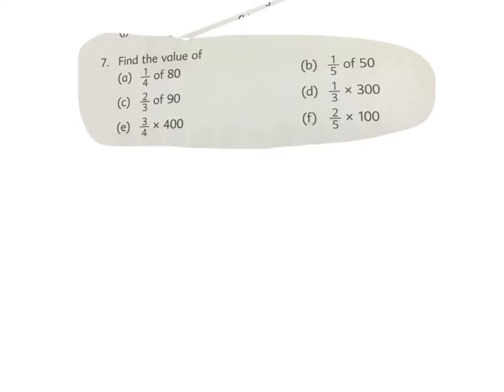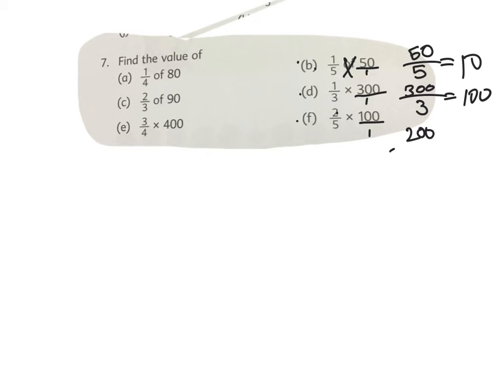Now again, find the value. Let's do B, D, and F. Let's just put all the fractions over 1 so we don't have to do that later. For B, 1/5 of 50. Of means to multiply, so 50 over 5. How many times does 5 go in there evenly? 10. Next, 1/3 of 300, so 300 over 3. How many times does 3 go into 300? 100 times. Next, 2/5 of 100, so 2 times 100 is 200, and 5 times 1 is 5. How many times does 5 go into 200? 40.